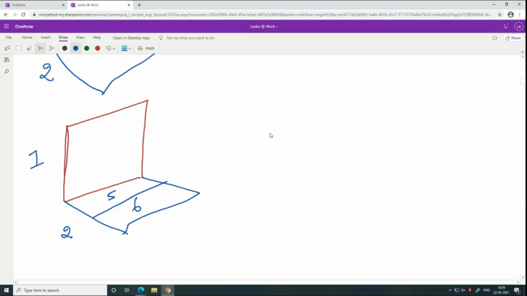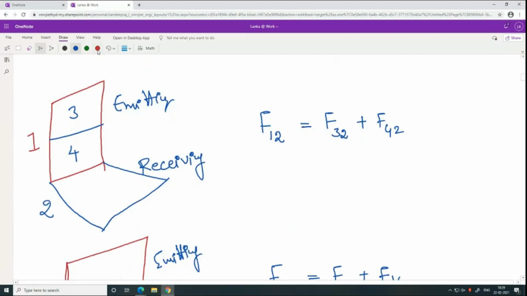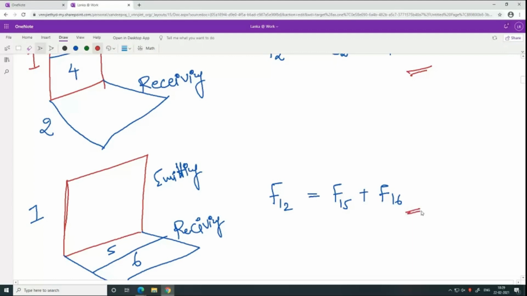So here what I get is F12 is equal to F15 plus F16. What I will do is this is the emitting body and this is the receiving body. If this is the case, I can write it like this. Okay, these are actually kind of intuition kind of things. We have to actually verify whether these things are true or not.